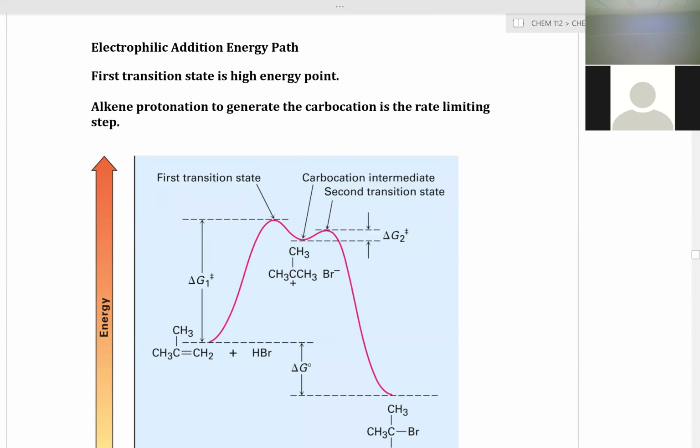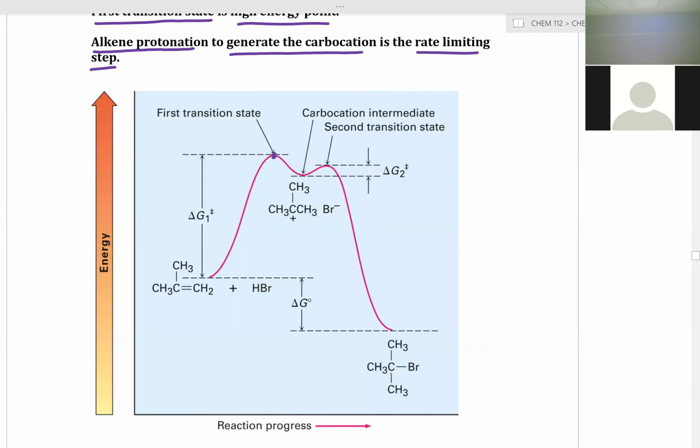Okay, so let's look at the electrophilic addition energy path. The first transition state is the high energy point. So as a result, the first step, which is alkene protonation to generate the carbocation, is going to be our rate limiting step. Does everyone see in the graph how our step with the highest activation energy is our first step, the protonation step, step 1? Does everyone see how step 1 has the largest activation energy?